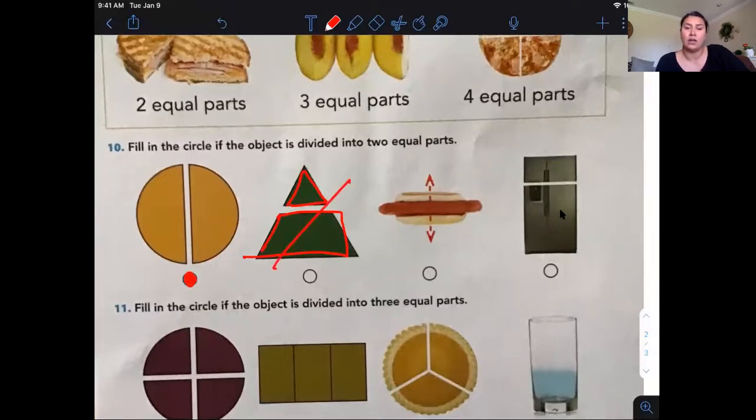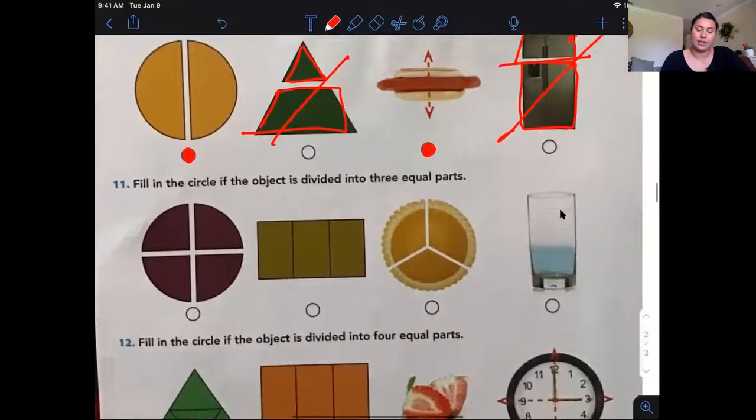What about the hot dog? It's almost as if you fold it in half on that line of symmetry. It would be the same thing. So yes, on the hot dog. What about this fridge? They cut it this way. Well, this is much bigger than this. So no on the refrigerator. All right, let's keep going.